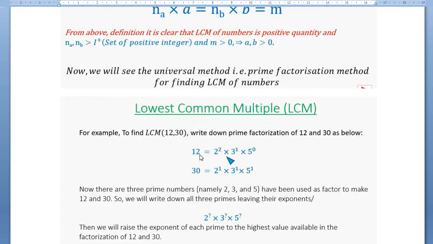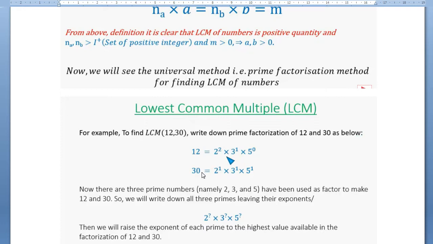Now for 30, the factorization is 2 to the power 1, 3 to the power 1, and 5 to the power 1. Why? Because 2 to the power 1 is 2, and 2 into 3 is 6, into 5 is 30. So to determine the LCM, we use the three prime numbers, mainly 2, 3 and 5.